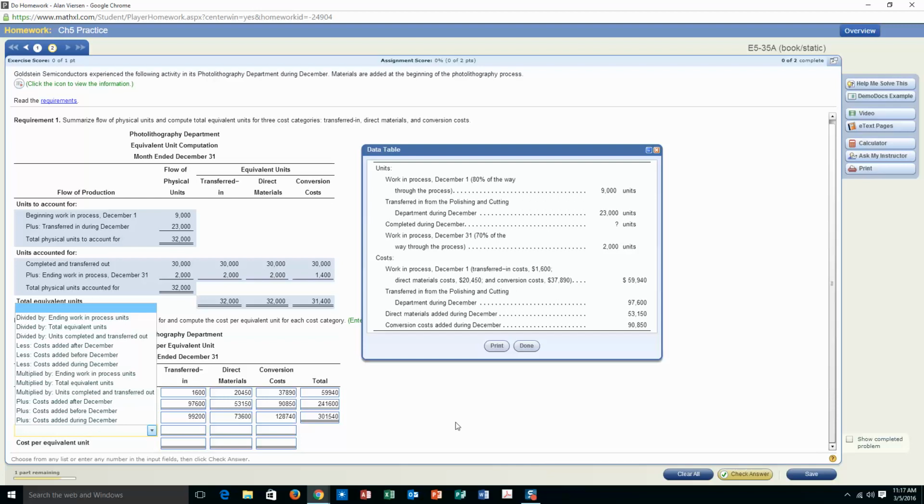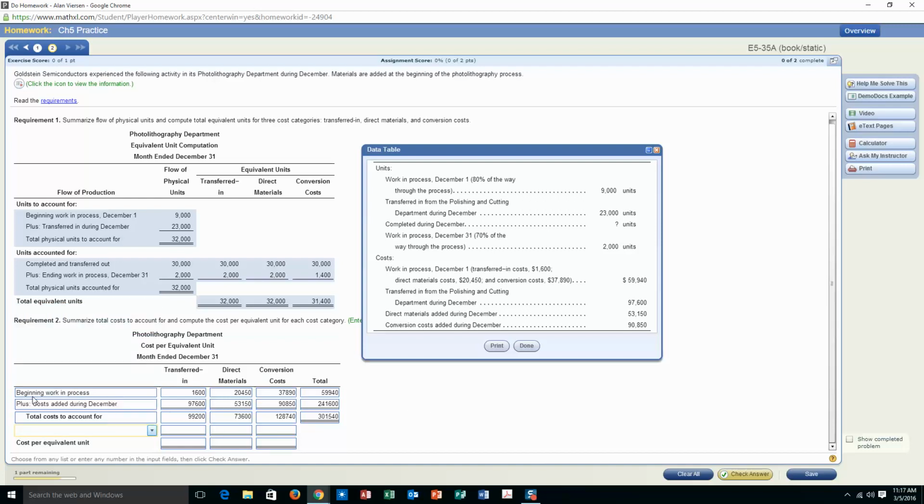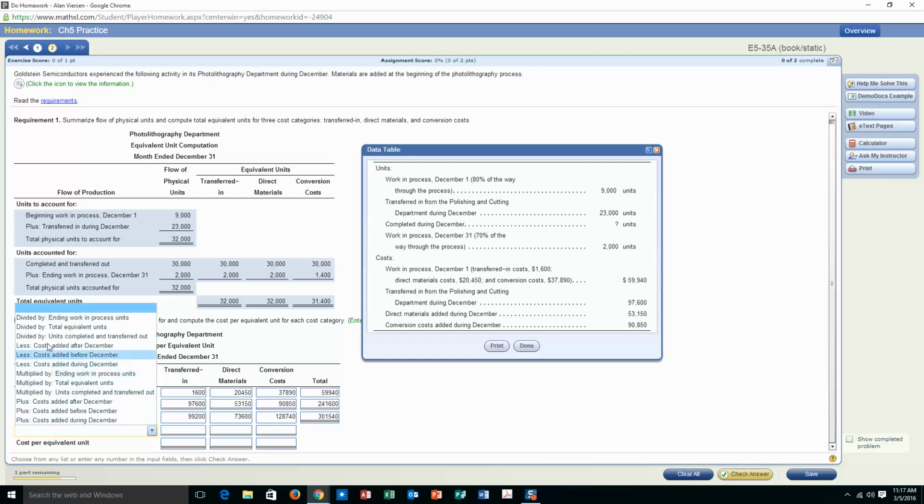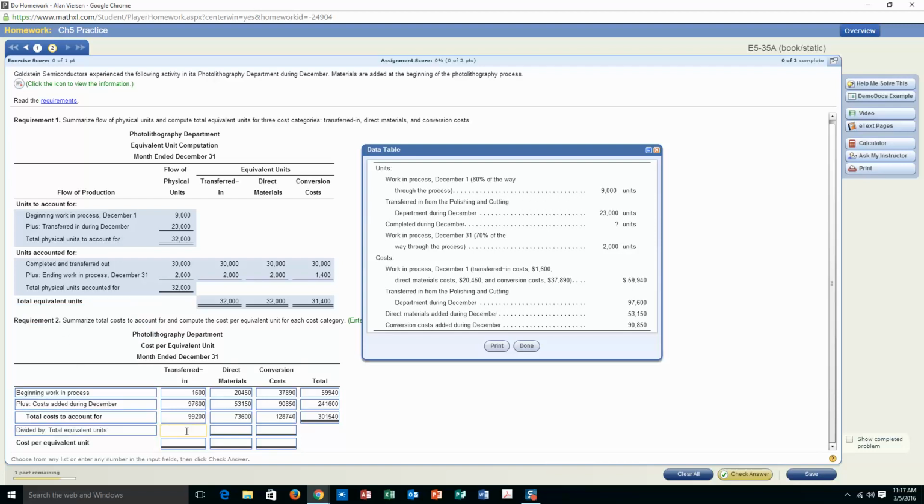Now, step 4, I'm going to divide this by the amount of equivalent units. So I'm going to divide it by the total equivalent units, which I calculated in step 2. Going back to step 2, I had 32,000 transferred in equivalent units, 32,000 of direct material, and 31,400 for conversion. Step 4 is that we take the total cost to account for divided by the number of equivalent units, and this will give us our cost per equivalent unit. I'm going to use 2 decimal places, so $3.10, $2.30, and $4.10. Check my answer.